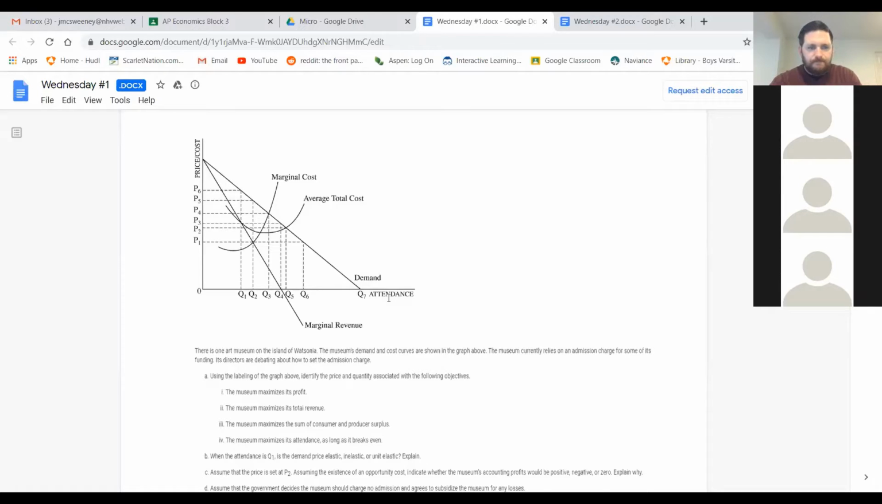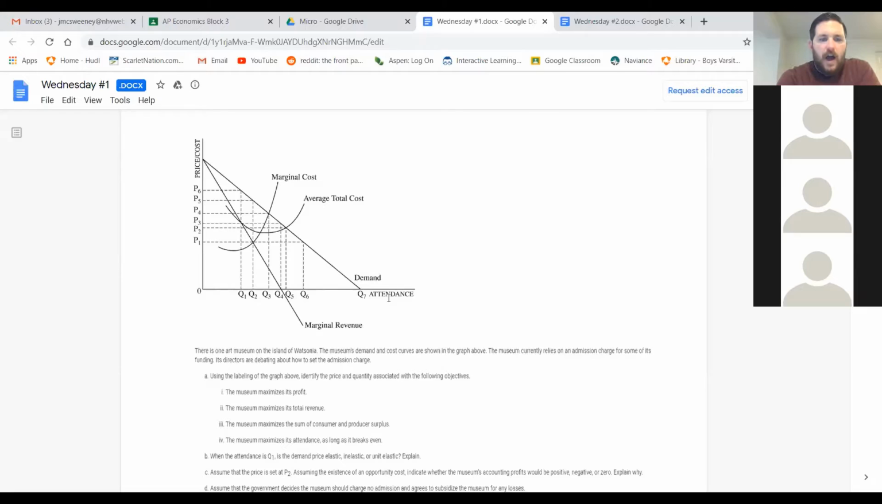Okay, so here we go. There is one art museum on the island of Wastonia. The museum's demand and cost curves are shown in the graph above. The museum currently relies on admission charge for some of its funding. Its directors are debating about how to set the admissions charge. Using the labeling of the graph above, identify the price and quantity associated with the following objectives.